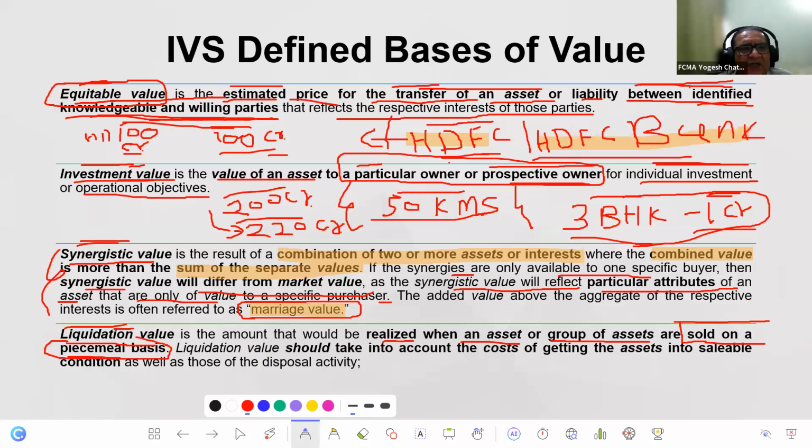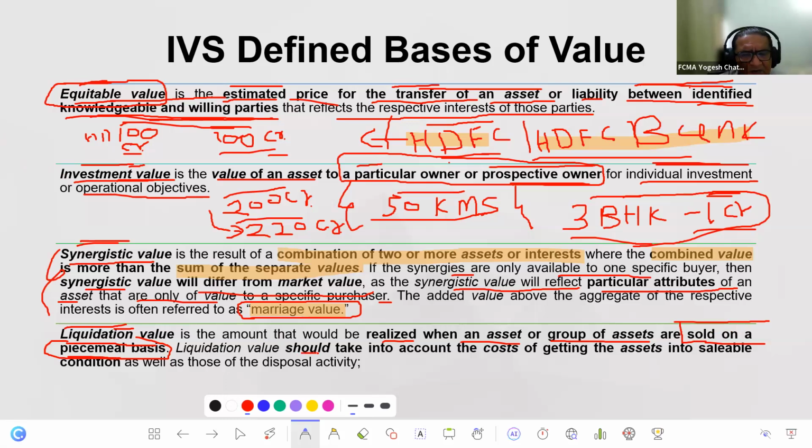Where we are talking about transfer of the entire business as a going concern, liquidation value is not the appropriate basis of value, because there the entire business will be sold as one unit, not on a piecemeal basis.